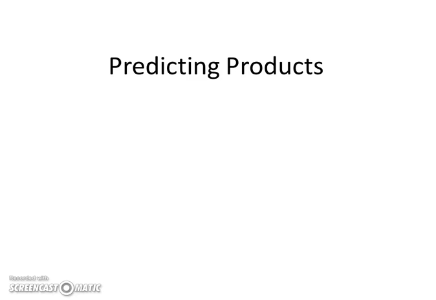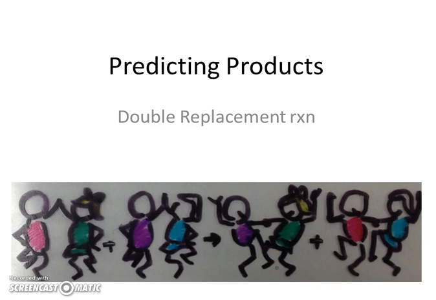In this video, we'll be predicting the products for a double replacement reaction. And once again, we can use cartoon chemistry to help us out. So we have two couples dancing. Here's the first couple and the second couple.